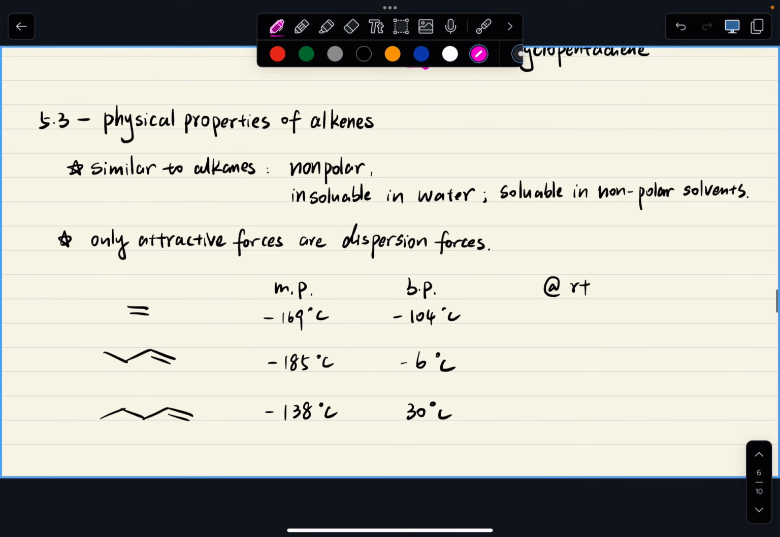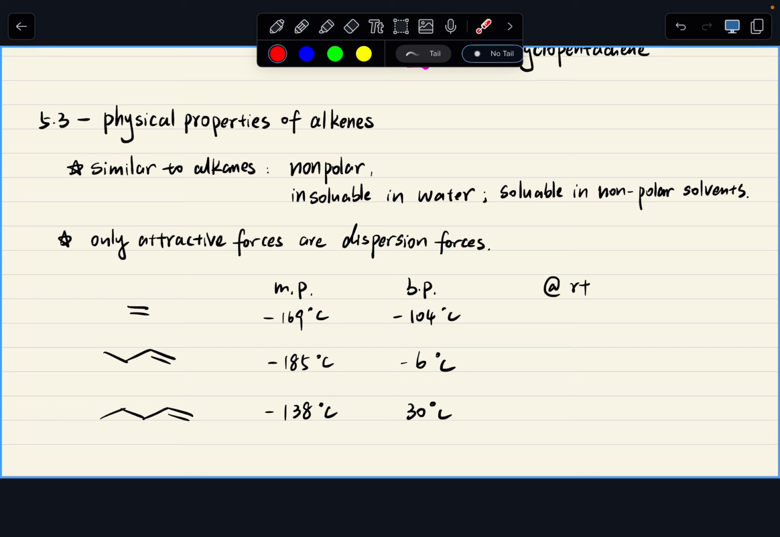All right, and next up are some of the physical properties of alkenes. Alkenes themselves are all carbon and hydrogen, so they're generally nonpolar and insoluble in water. They are soluble in nonpolar solvents, but not soluble in water, right? Like dissolves like. So alkenes are very nonpolar, so they are not dissolvable in water.